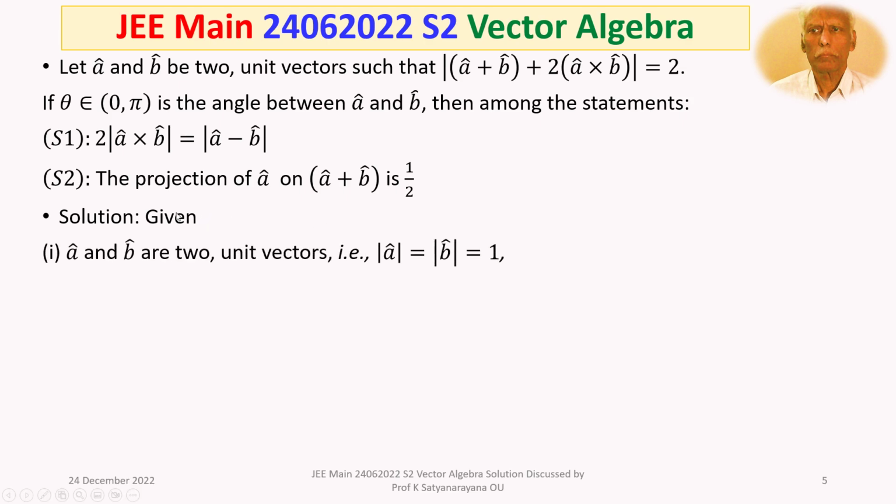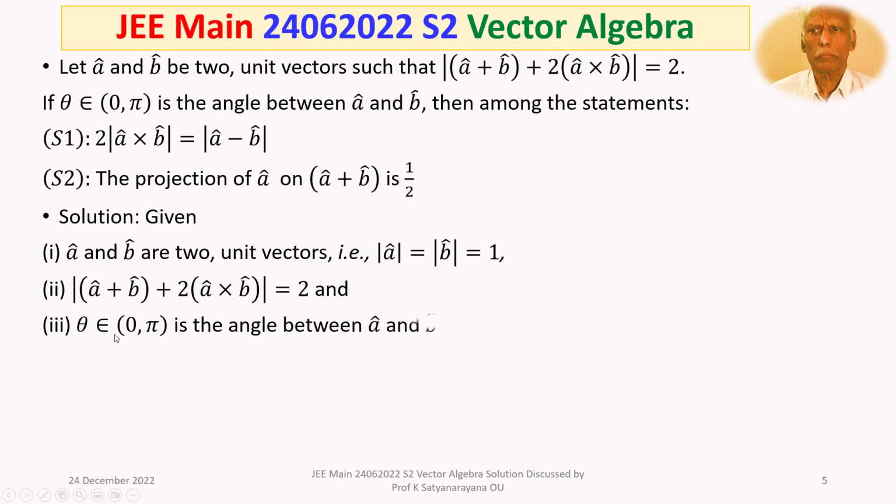We are given three conditions. The first one is a and b are two unit vectors. The meaning of that is the modulus of a and the modulus of b is 1. Condition 2, modulus of a plus b plus 2 into a cross b is equal to 2, and theta comes from the open interval 0, pi, and it is given to be the angle between a and b.